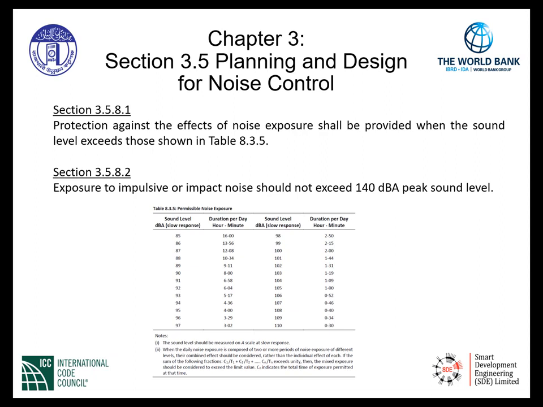The notes to the table give some clarity. The sound level should be measured on the A scale at slow response. And item 2 tells us that when the daily noise exposure is composed of two or more periods of noise exposure of different levels, their combined effect should be considered rather than the individual effect of each.